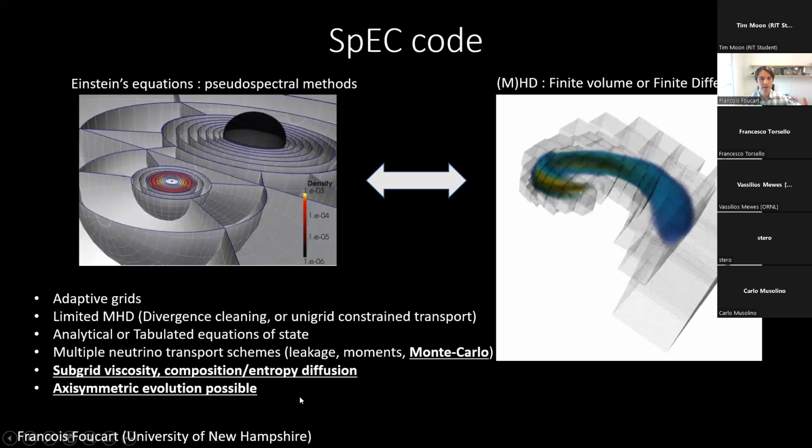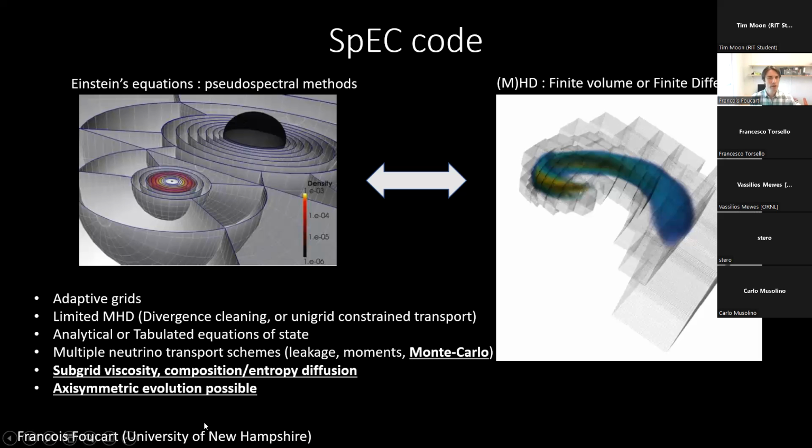Additionally, in recent months, we have started implementing some other non-ideal effects in the fluids, such as subgrid viscosity and diffusion of composition and entropy, which will be particularly useful for the long-term evolution of post-merger remnants, as we will see in the second part of this talk.